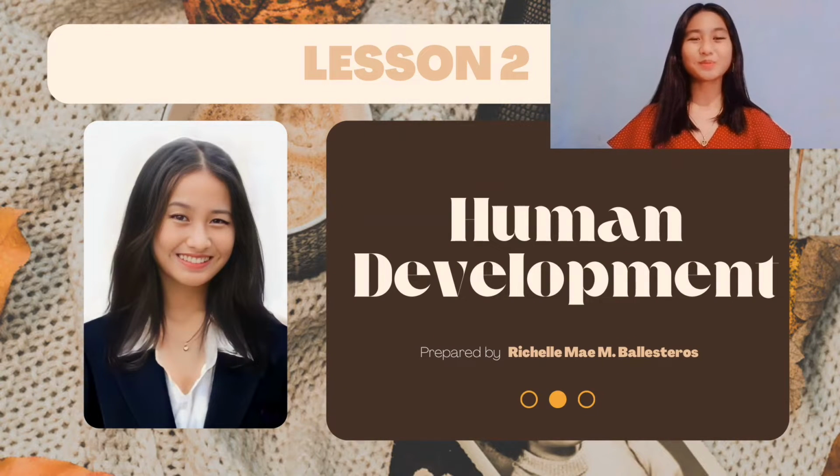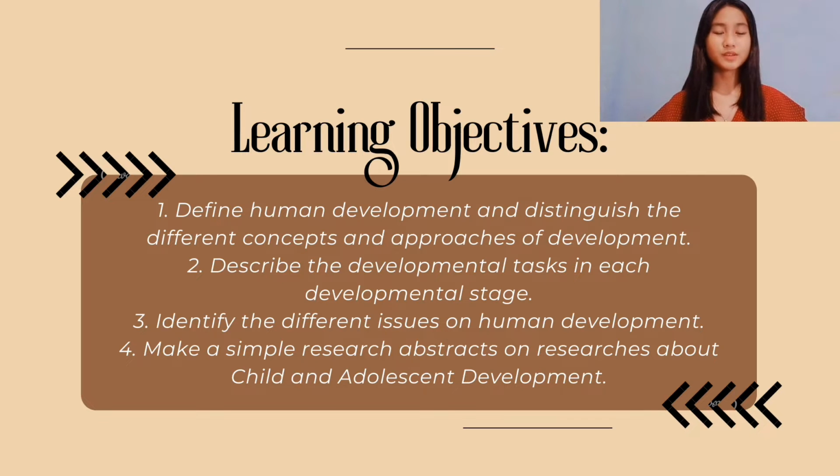Since we're done with Module 1, we can now proceed to Lesson 2, and the first topic that will be discussed is about human development. Here are the learning objectives for human development. The first one is to define human development and distinguish the different concepts and approaches of development.